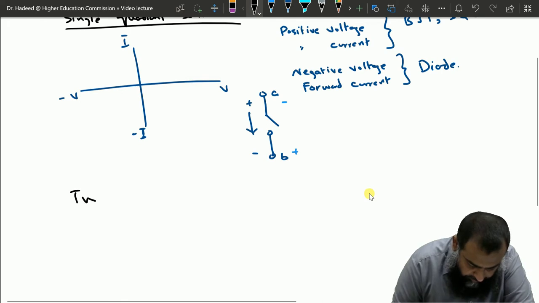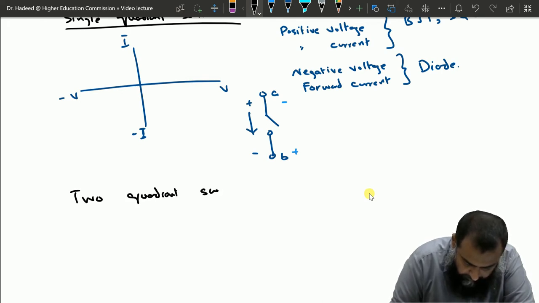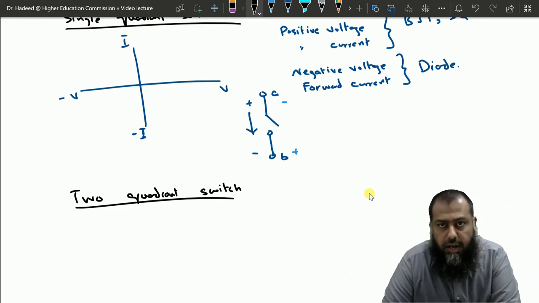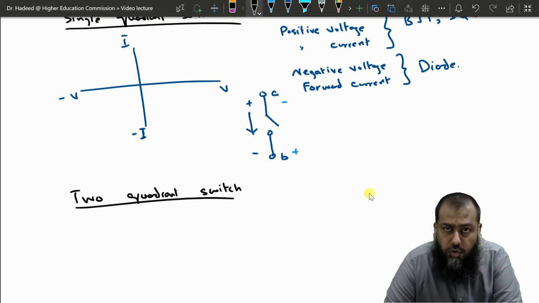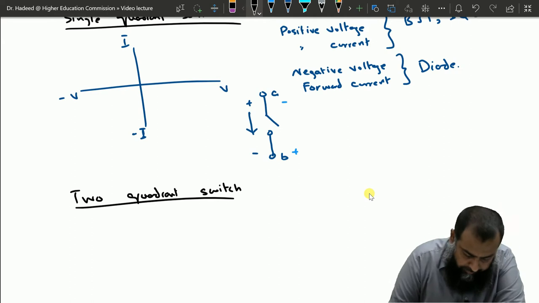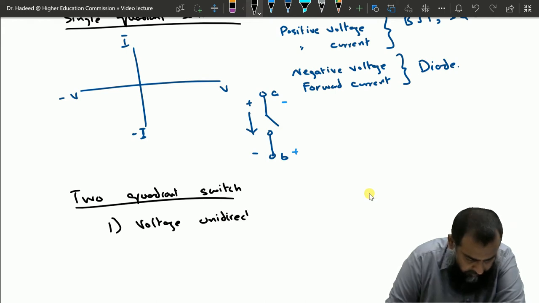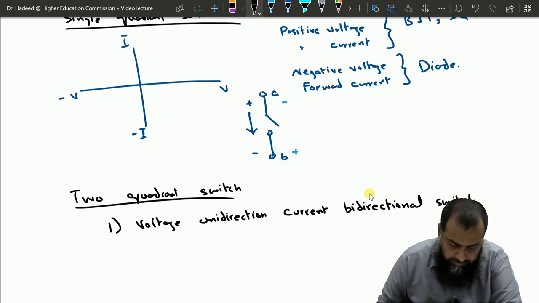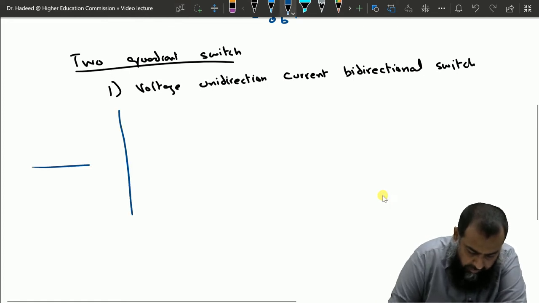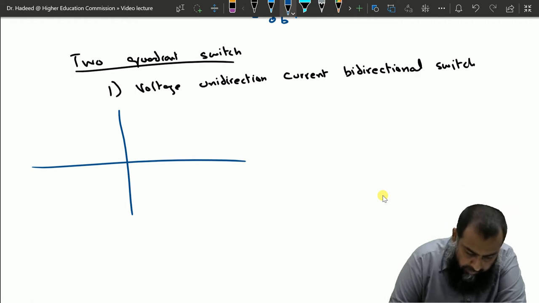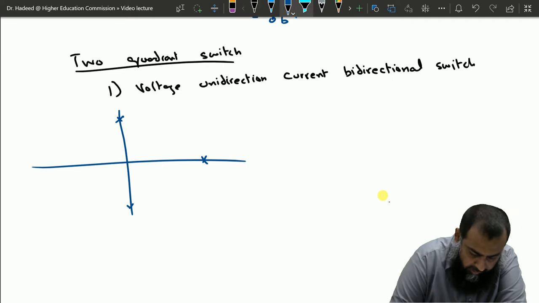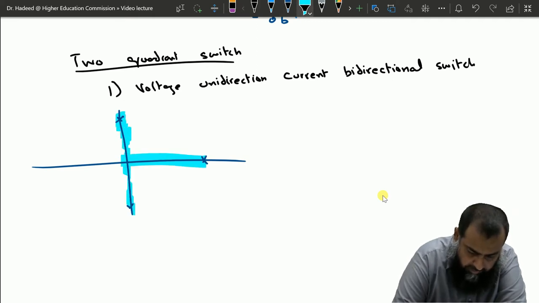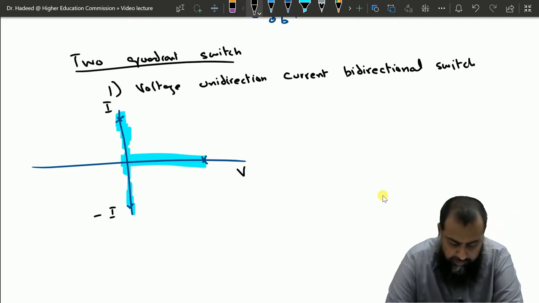So these are the single quadrant switches. Let us discuss the two quadrant switch. Two quadrant switches are switches that are capable of operating in two quadrants. There are two possibilities for a two quadrant switch. The first possibility is a voltage unidirectional, current bidirectional switch. This means that on these IV characteristics, because the voltage is unidirectional, it will work in these particular regions. So we have this device capability in this particular configuration.